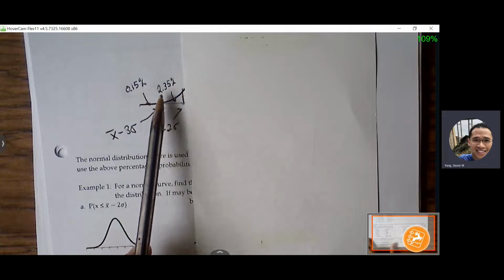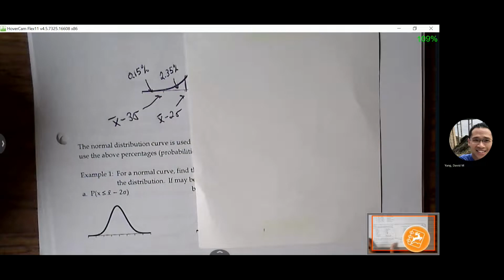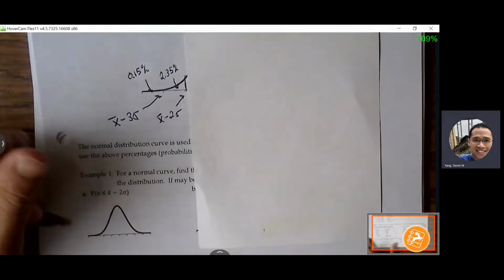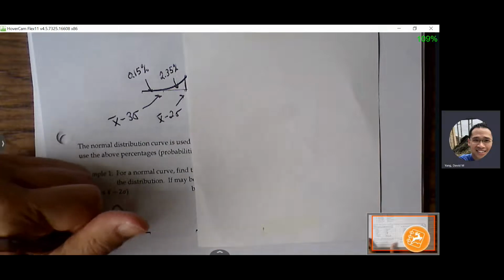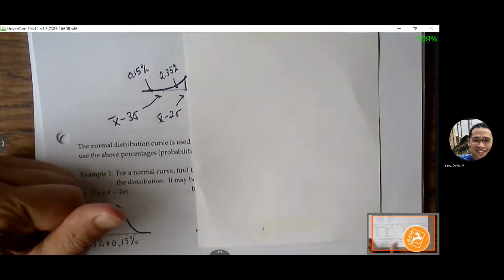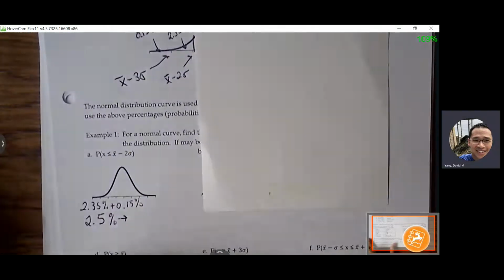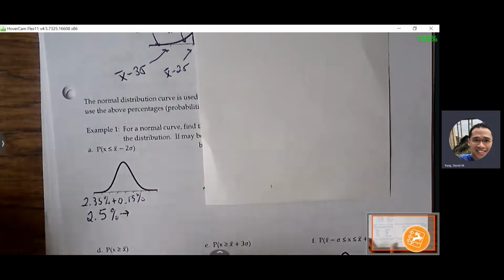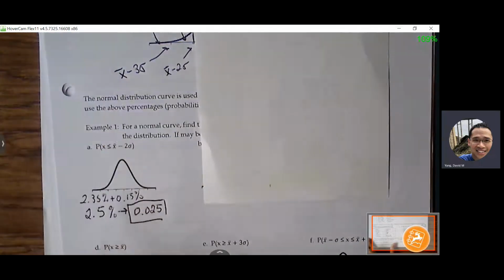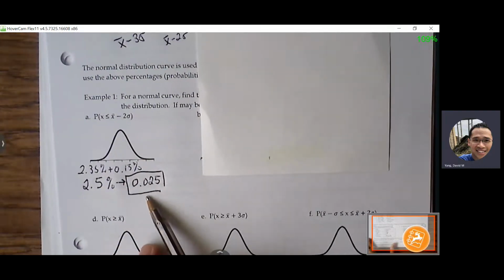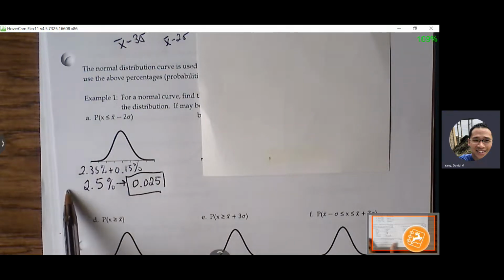So if I add those together, what do I get? Okay, right. This is 2.35% plus 0.15%. Now that's the percentage, but in decimal form, it'll be 0.025. So it's good to know the percentage, but it's also good to know that we want to present our answer as a decimal. So just take your percentage and move the decimal to the left.